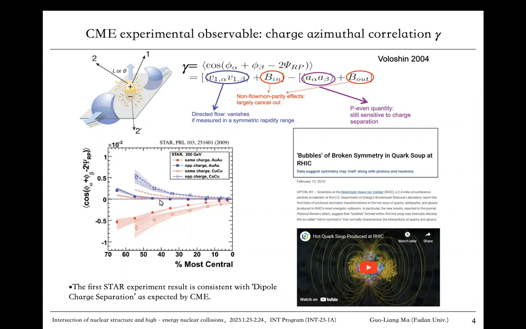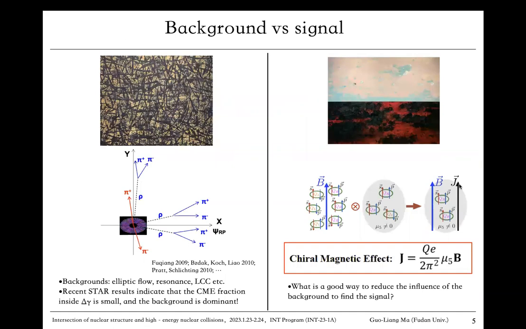And the results indeed show these charge separations, so it's consistent with charge separation. The news announced a hint of bubble broken symmetry in the quark loop. So this is the old news. However, things are always complicated. The background and signal always come together. If there is a signal, there is always a background. So in order to observe the signals, we have to understand the background. For the CME, there are lots of background sources, like elliptic flow, resonance, and local charge conservation.